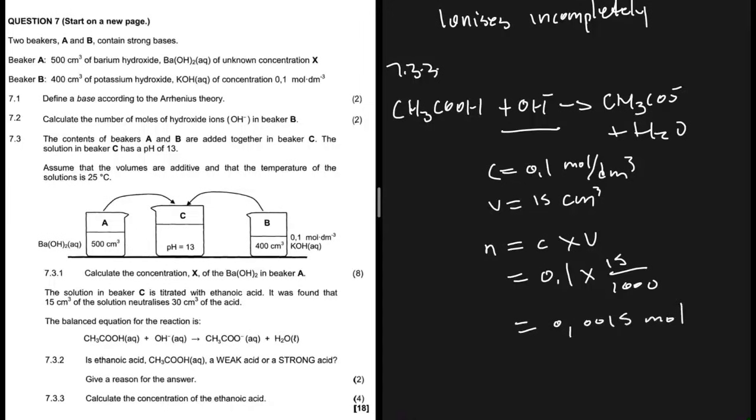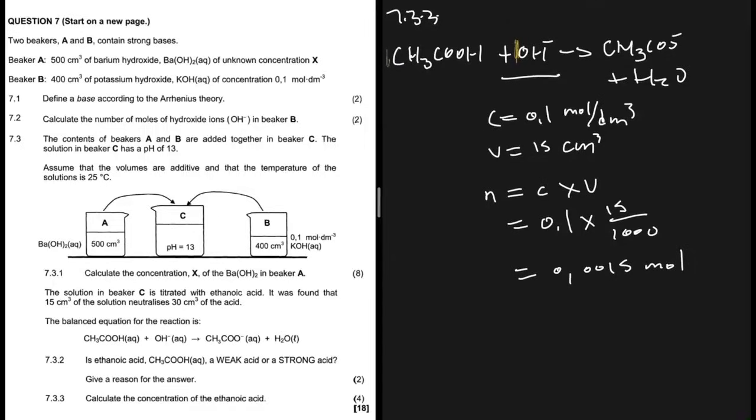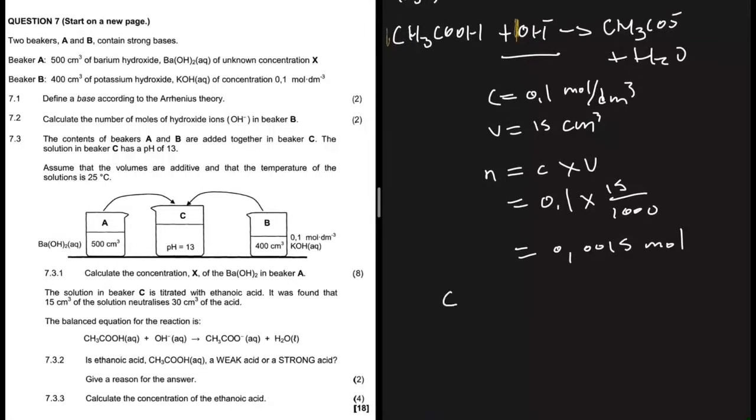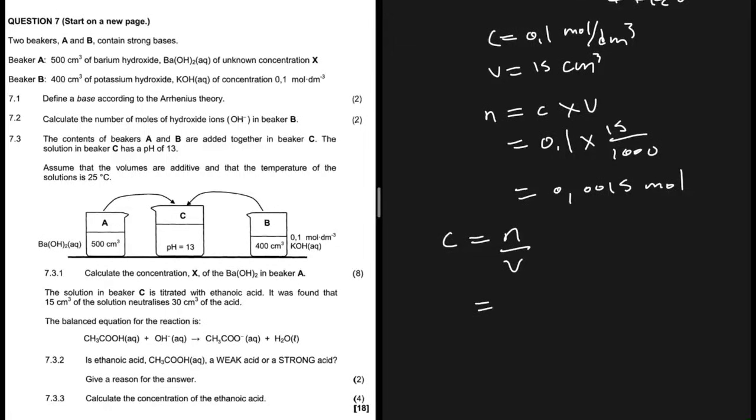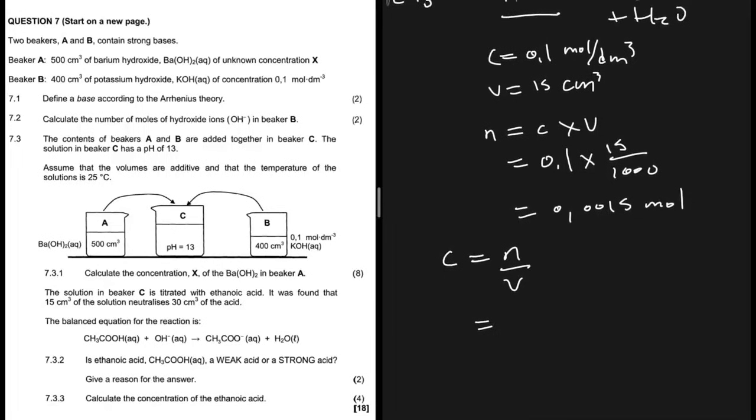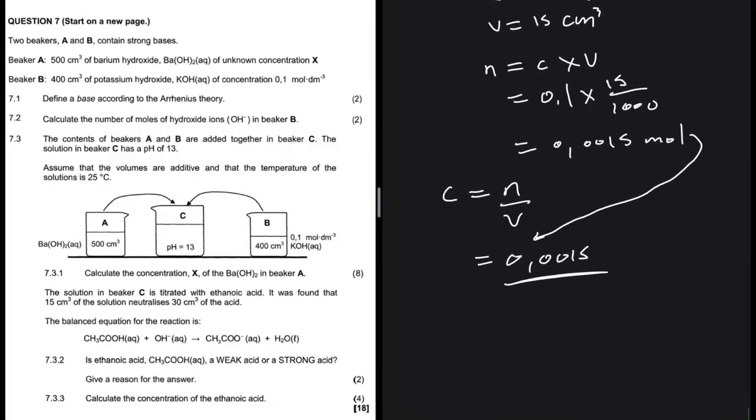That will give us 0.0015 moles, right? We can see from the balancing coefficients that this is 1 and this is 1, so the number of moles of OH equals the number of moles of ethanoic acid. So to calculate the concentration of ethanoic acid, concentration equals number of moles divided by volume. The number of moles is the same as the number of moles of OH because the balancing coefficients are the same, right? So we're going to have 0.0015. And then what is the volume? The volume is given as 30 centimeter cube. So we're going to have 30 divided by 1,000.